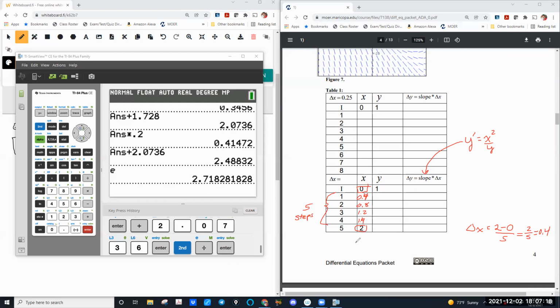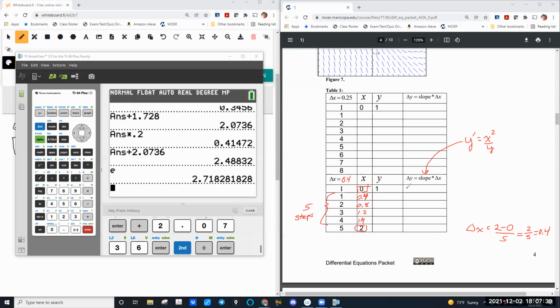It's very similar to when you were doing numerical integration, right? You had the interval, and then you divide it by the number of rectangles. We're doing the same thing. We're doing the interval from 0 to 2 in 5 steps, 2 minus 0 over 5. So our delta x is 0.4.